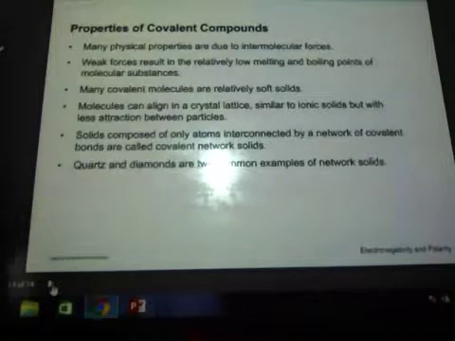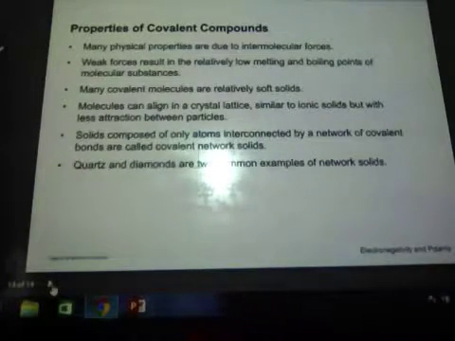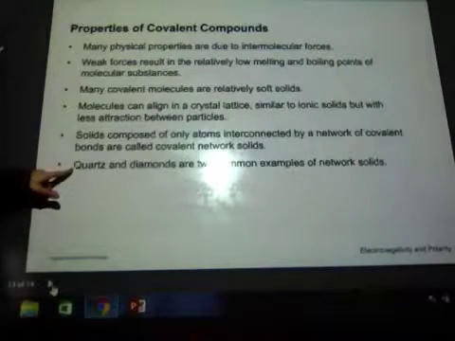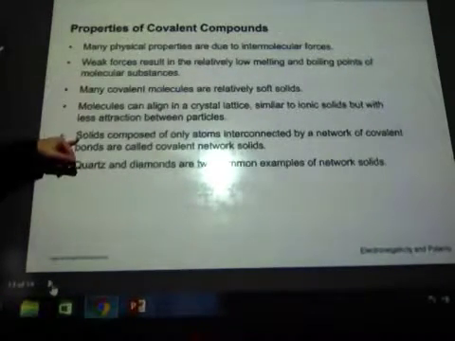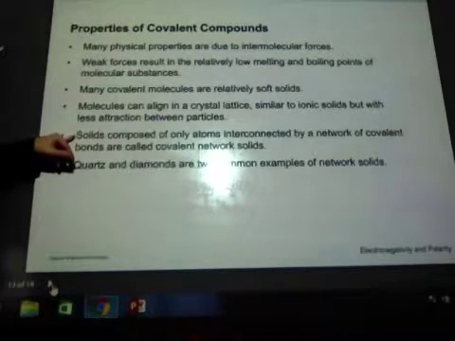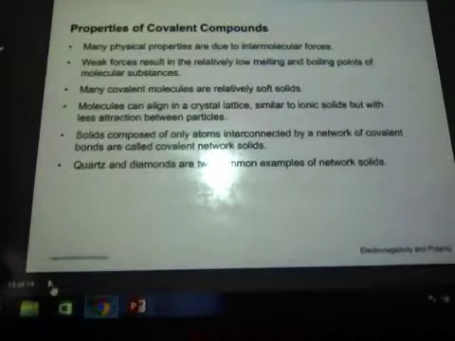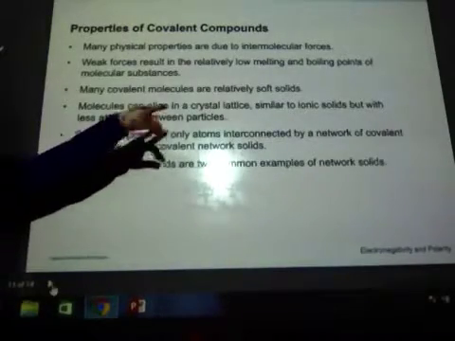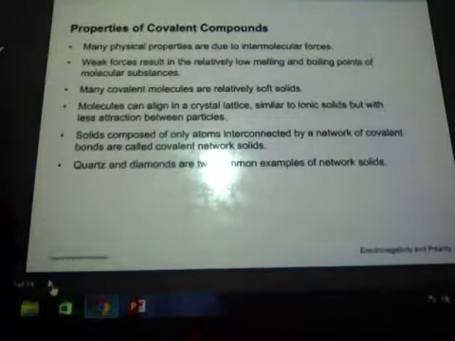Quartz and diamonds are covalent, but they make these crystal networks. They're called a network solid, and that makes them much, much stronger. So if I have a covalent, strong solid, it's probably because they're interconnected. They form a crystal lattice, and we call that a network solid.